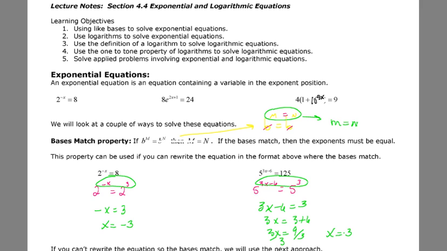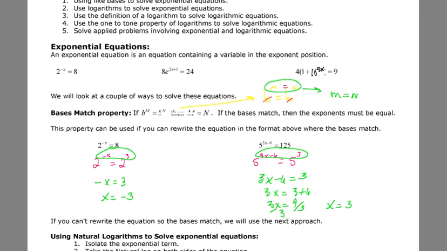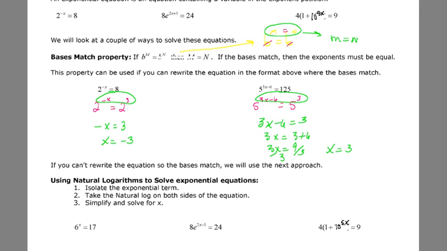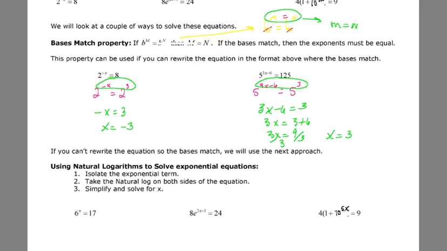So exponential equations, check to see if you can make the bases match. If you can't make the bases match, you can't solve it that way, then what we'll do is use the inverse of the exponential, which is the logarithm, to solve an exponential equation. But we first have to isolate the exponent term. Then what we'll do is take the natural log of both sides and we'll simplify and solve for x.